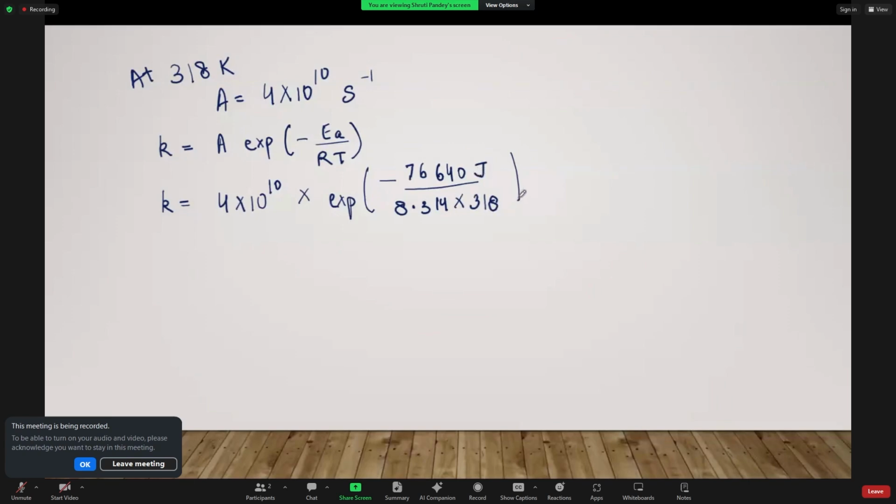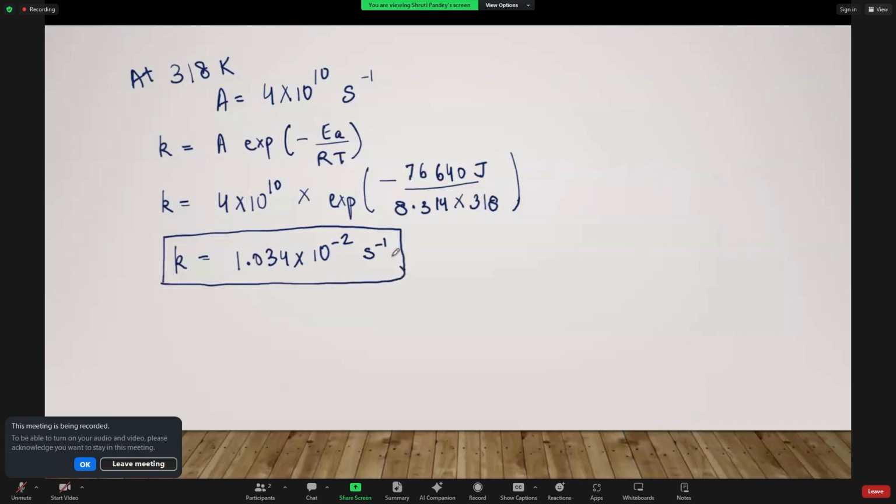ठीक है, this is a complete expression, everything is known, so you will be able to find the K, and K according to this calculation it comes out to be 1.034 into 10 to the power minus 2 per second. ठीक है, K is 1.034 into 10 to the power minus 2, and because it is first order reaction, so this is per second. This is the answer. So we have been able to find the activation energy and this K at a different temperature.